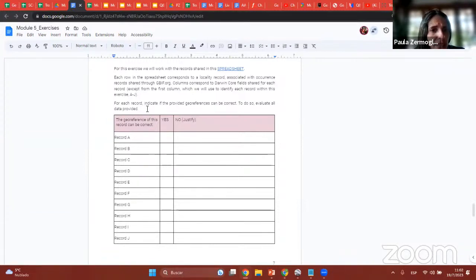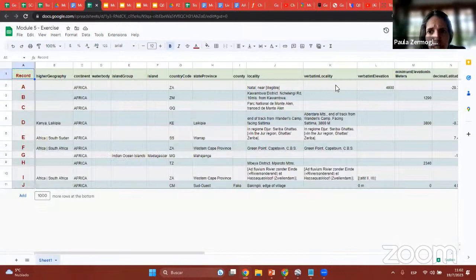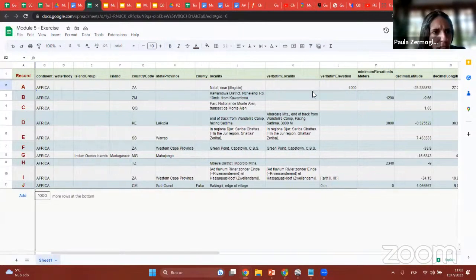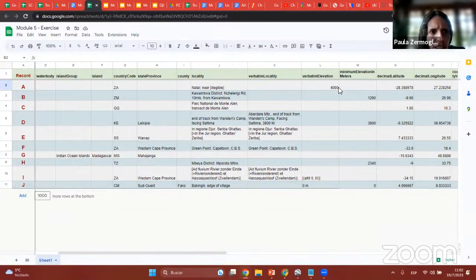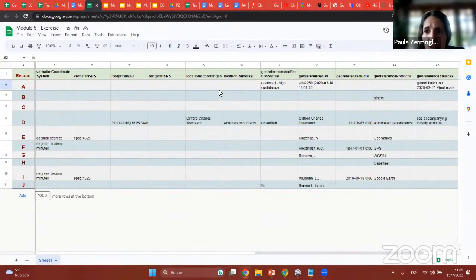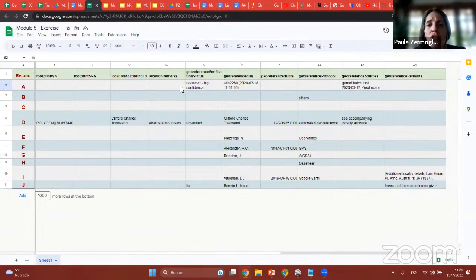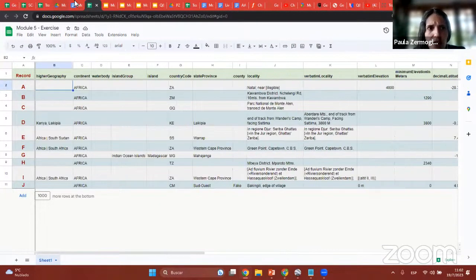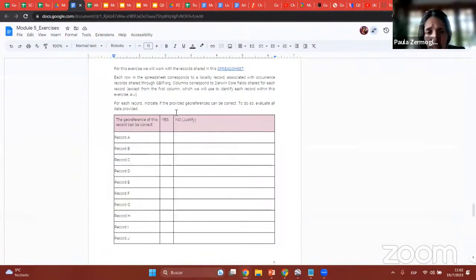To do that, you have to evaluate all that is provided. So you go, for example, to record A, and you check if this record is georeferenced. You look at all the fields that you have here: country code, island, locality, elevation. You have coordinates, uncertainty in meters, etc. And you have to say, with all the information that you have here, if that georeference is correct. So you will have to do the georeference, not to the very detail, but check if the things are consistent.